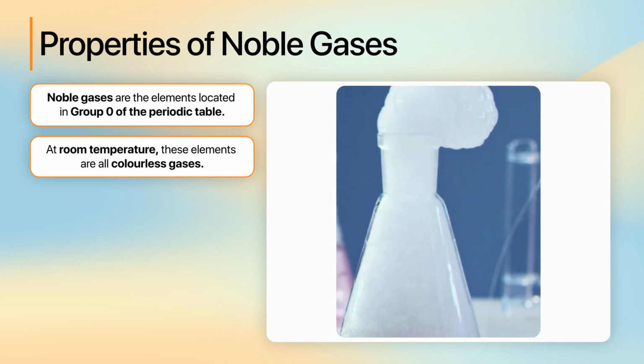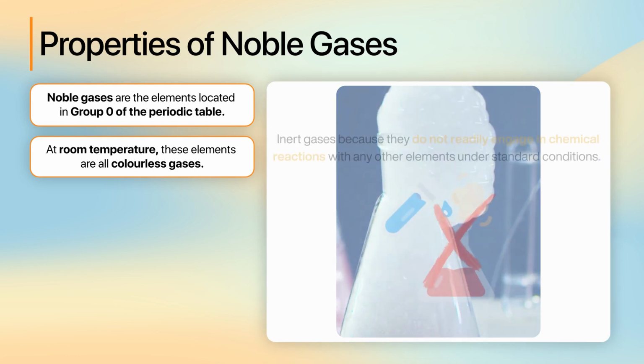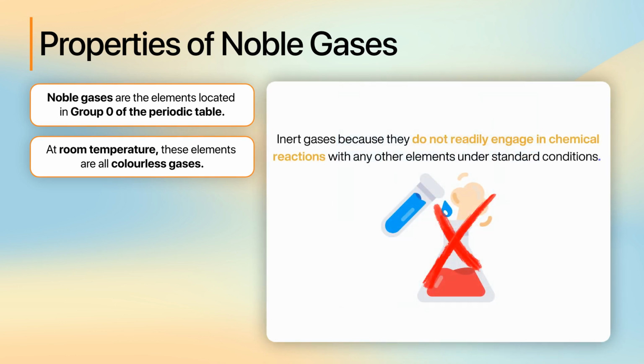One of the most notable properties of noble gases is their lack of reactivity. They are often referred to as inert gases because they do not readily engage in chemical reactions with any other elements under standard conditions. This lack of reactivity is crucial in understanding their behavior and uses.